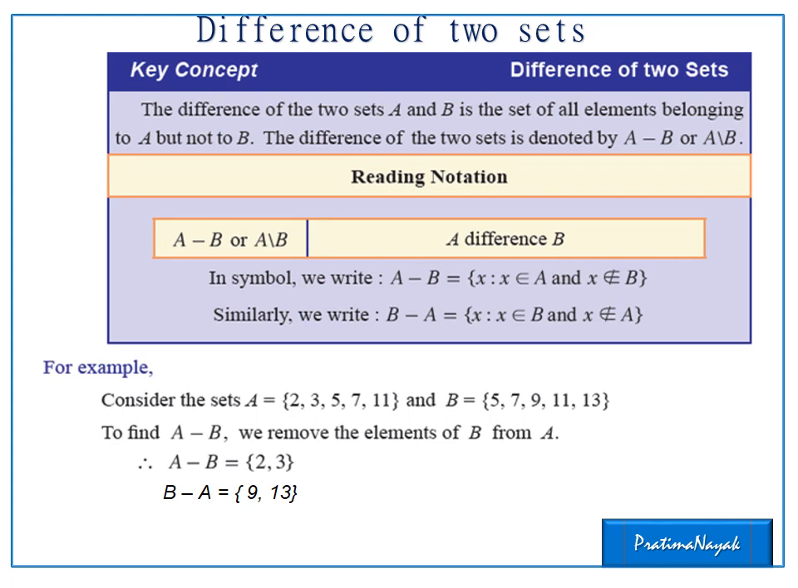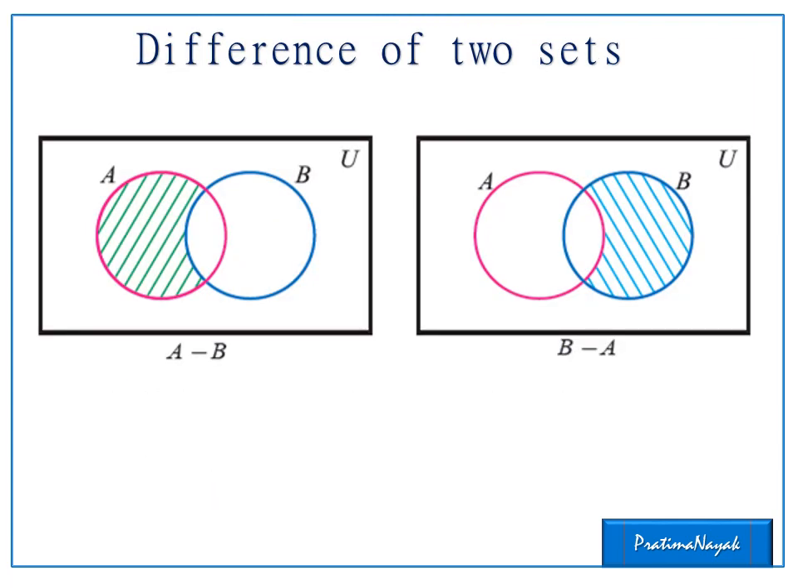So let us observe the example. A contains 2, 3, 5, 7, 11. B contains 5, 7, 9, 11, 13. When we take A difference B, we'll take the elements which are in A not in B. So they are 2 and 3. Similarly, when we want B difference A, we'll see the elements which are in B but not in A. So it will be 9 and 13. So these are the Venn diagrams showing A difference B shaded with green and B difference A shaded with blue.